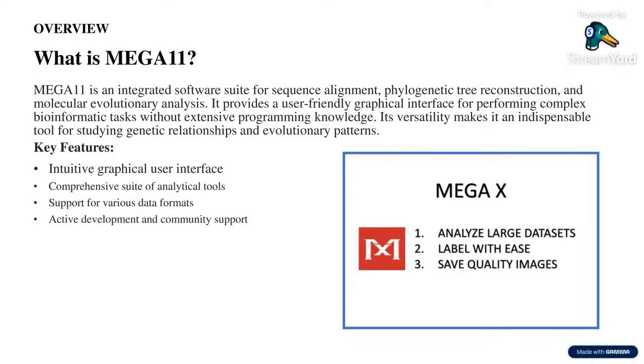For example, if a student is working with the 16S rRNA gene from different bacterial species, MEGA 11 allows us to align those sequences, construct a tree, and analyze their divergence within one platform without any disruption.